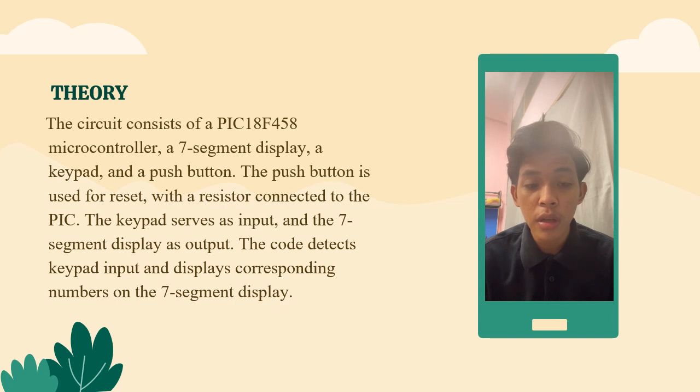Next, I want to explain about the theory. The theory is that a PIC 18F458 microcontroller, a keypad, a 7-segment display, and a push button make up the circuit. With a resistor linked to the PIC, the push button serves as a reset button. The 7-segment display is the output and the keypad is the input. When the code recognizes keyboard input, the 7-segment display shows the relevant number.